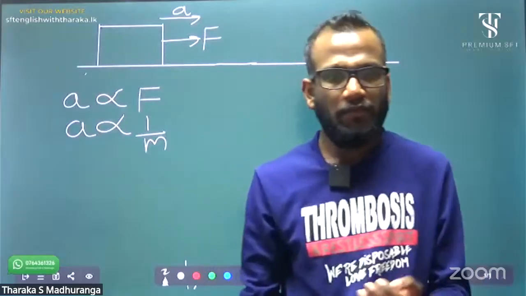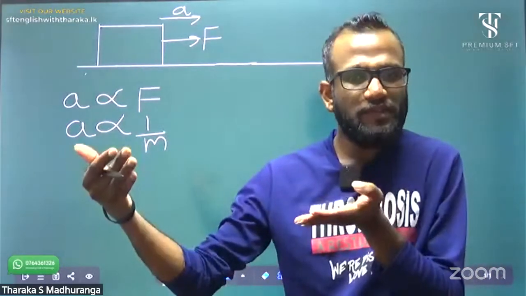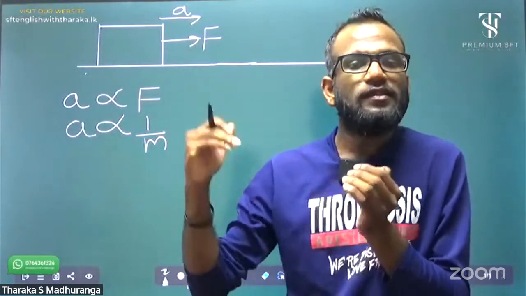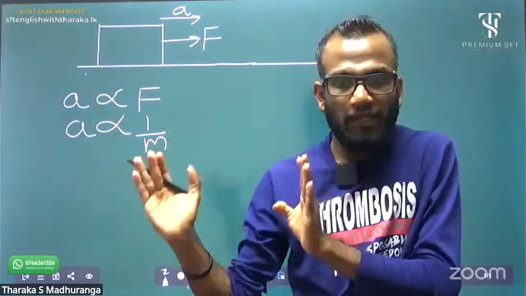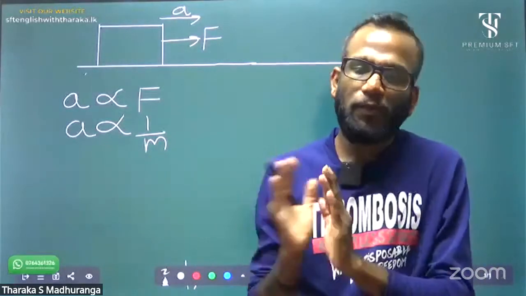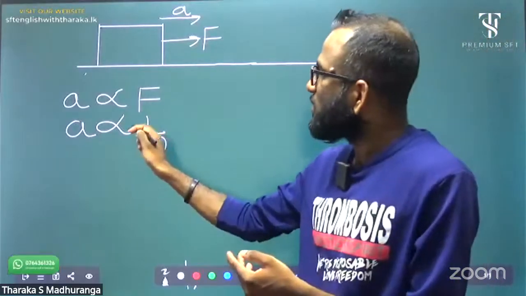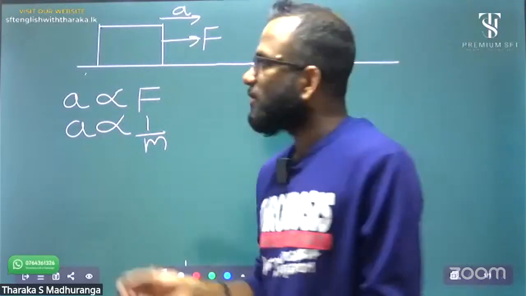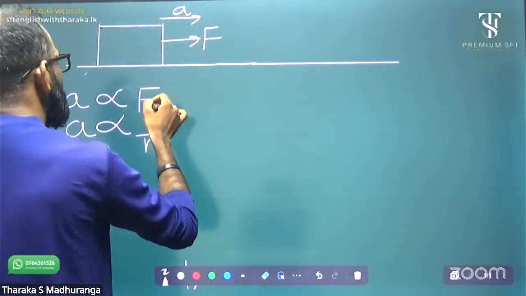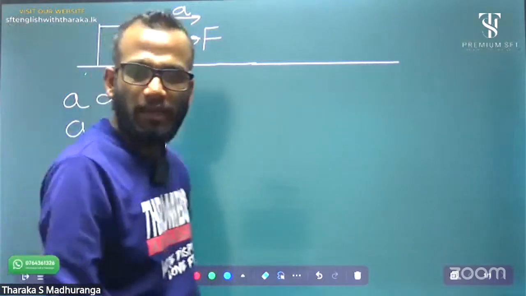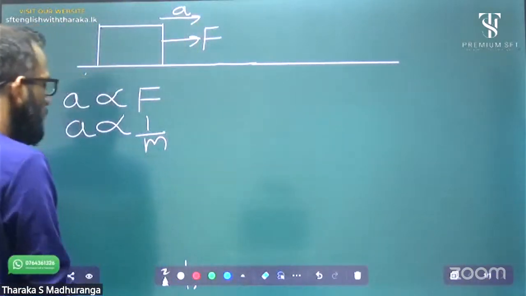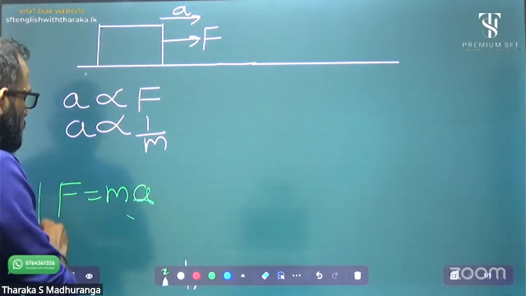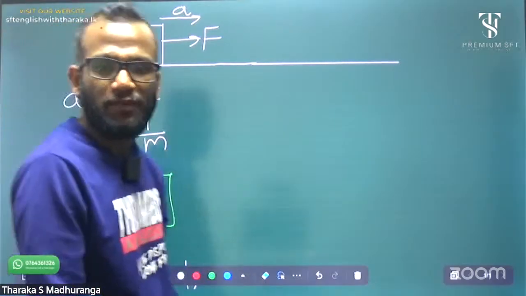Very simple. If an object has an unbalanced or resultant force, definitely it is accelerating. This acceleration is directly proportional to the unbalanced force and inversely proportional to the mass. According to these two relationships, we can get the equation F = ma. This is the equation of Newton's second law. This is the answer for the first part.